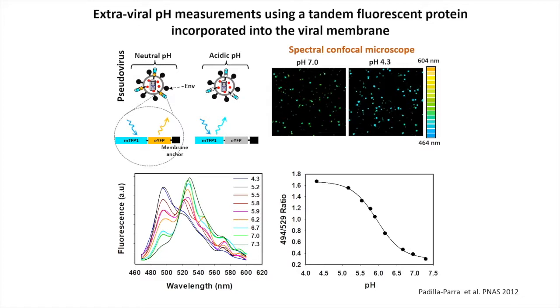This is done on a spectral confocal microscope. So you see these two peaks, the cyan peak and the yellow peak, and the relative amplitude changes as you titrate the pH around particles on the coverslip.